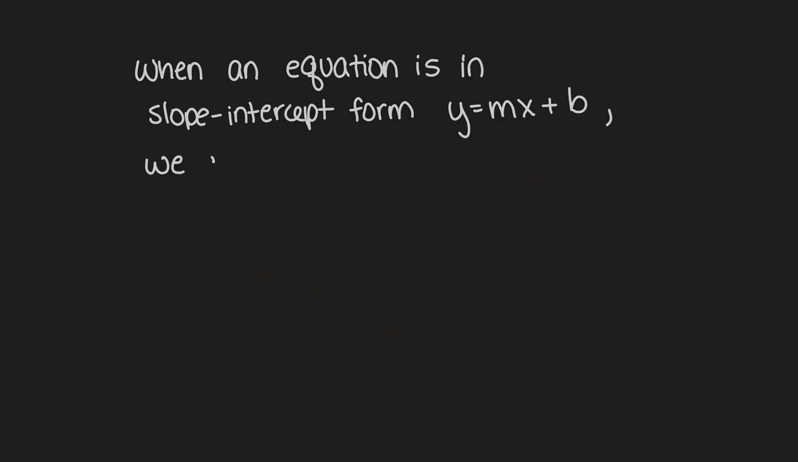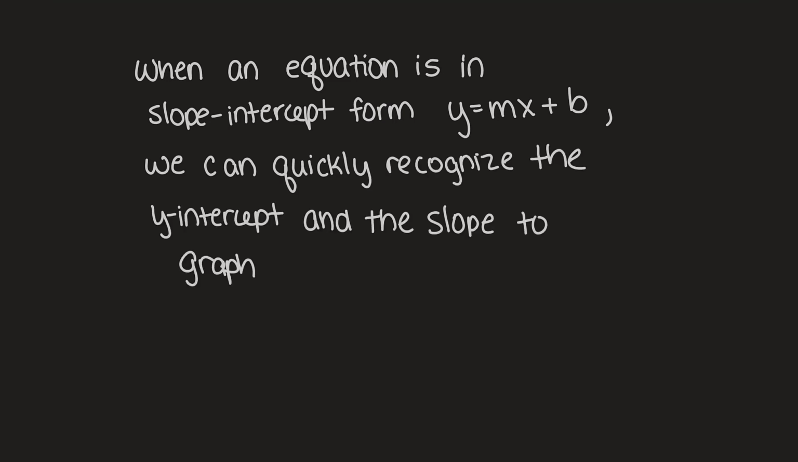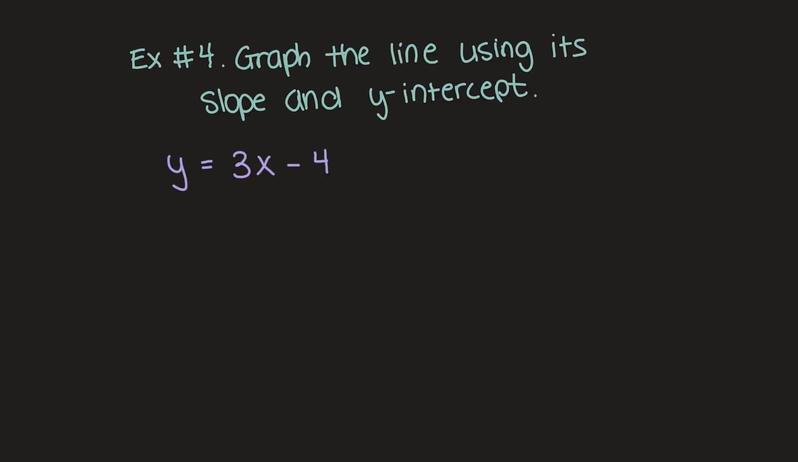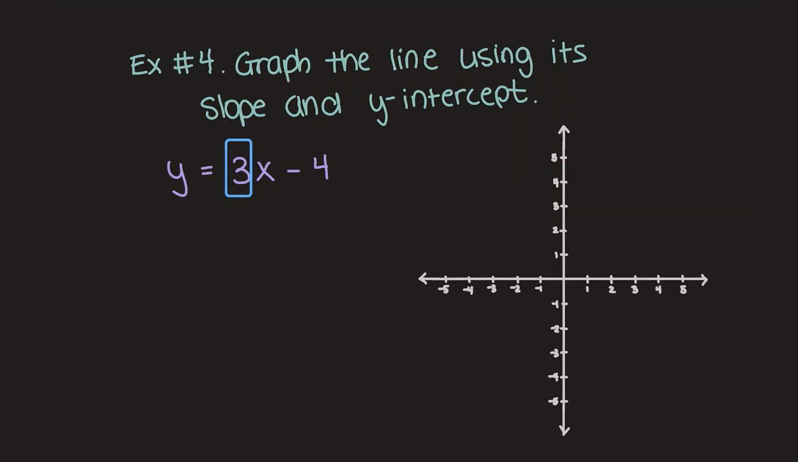So when an equation is in slope-intercept form, y equals mx plus b, we can quickly recognize the y-intercept and the slope to graph the line. So for example 4, we want to graph the line using its slope and y-intercept. Again, notice that the equation is in slope-intercept form, and because it's in this form, we can easily identify our slope and the y-intercept.